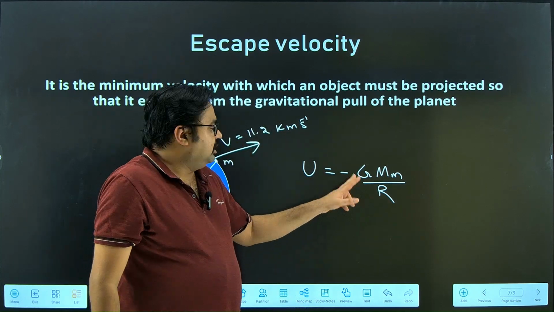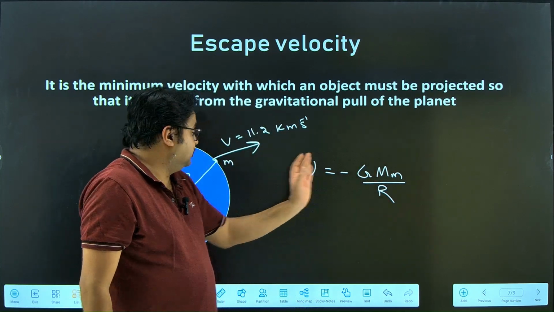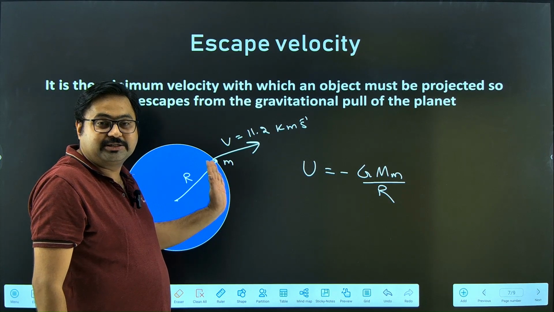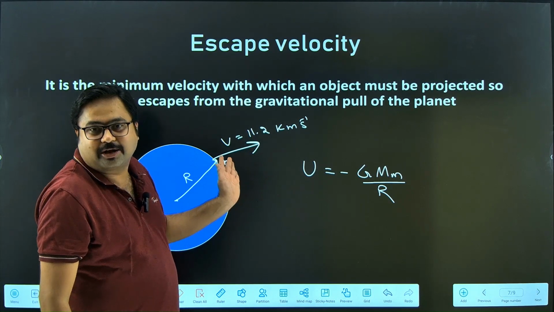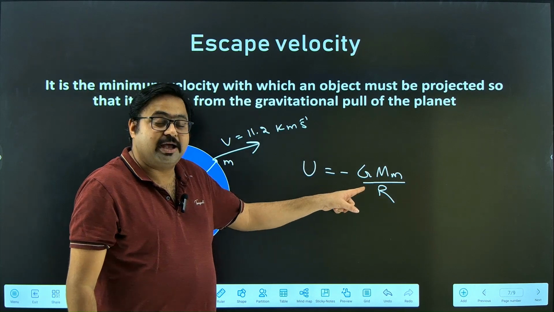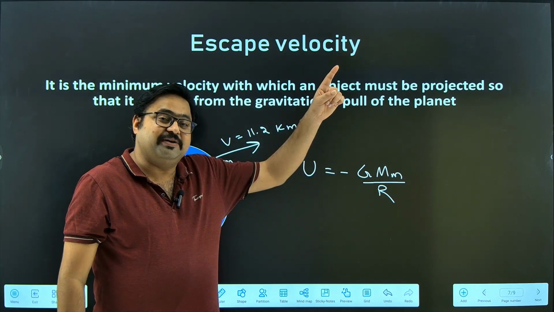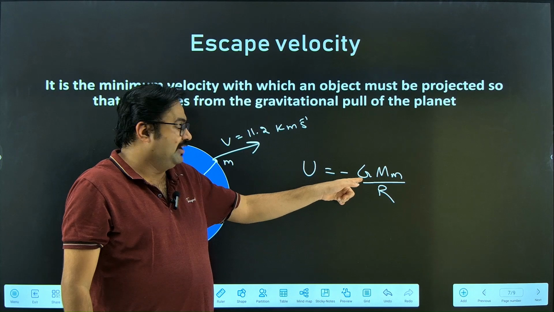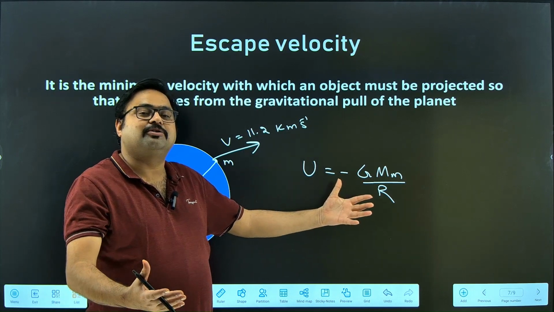It has lost this much potential energy, and it's silently sitting on the Earth's surface because it cannot go anywhere, it's stuck on Earth. But if you give it exactly the same kinetic energy, it will go back to the place where it came from. It came from infinity. If you give it exactly how much it lost, it will go back to where it came from.